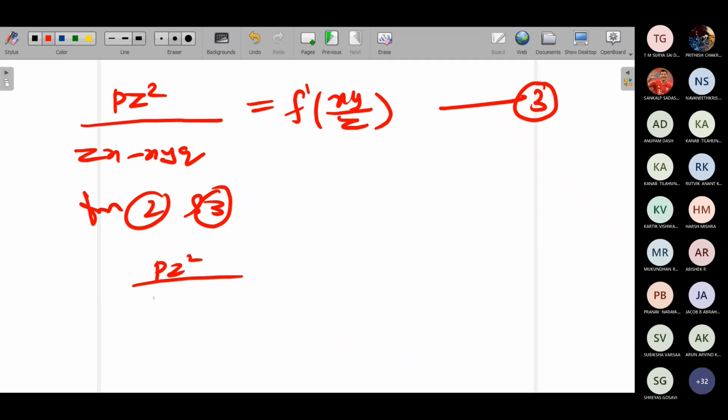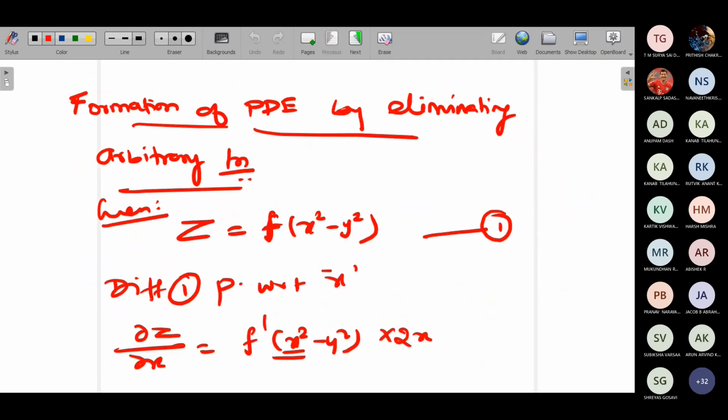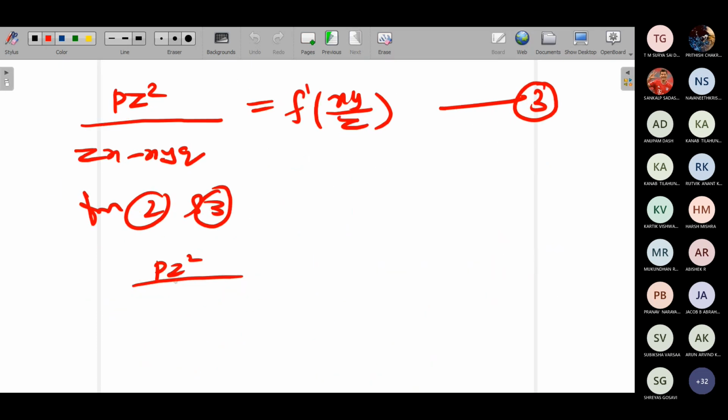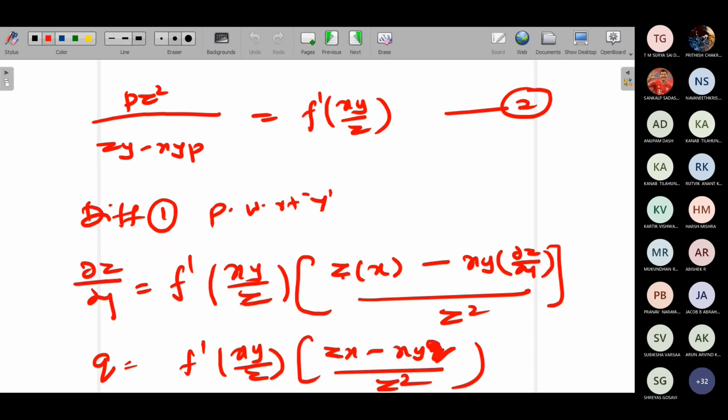P or q, ma'am? In the second one, it is q, ma'am. Okay, first one it is pz², correct. Oh, I wrote it here wrongly. Sorry, I wrote it here wrongly, correct.